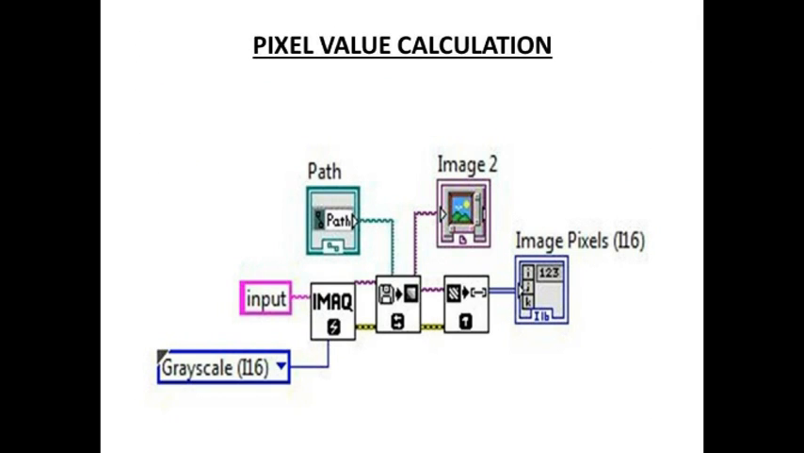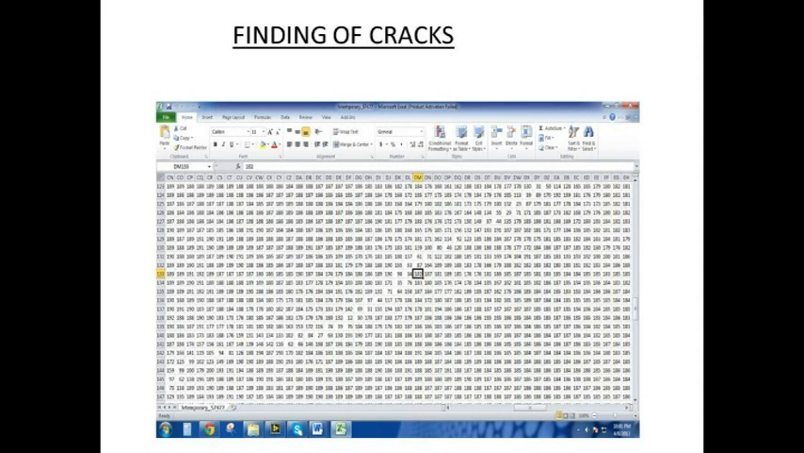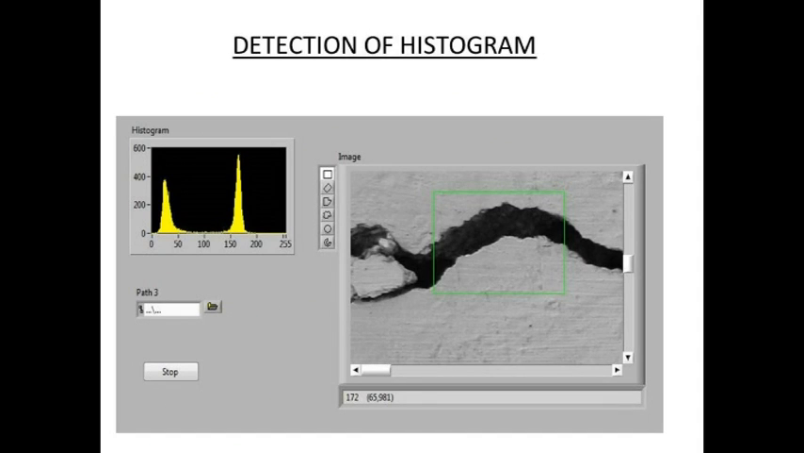The next stage is pixel value calculation. A pixel is a single point in a graphical image. Graphics monitors display features by dividing the display screen into thousands of pixels arranged in rows and columns. The number of bits used to represent each pixel determines how many color shades of gray can be displayed. It is the finding of cracks. It will display the detection in rows and columns.